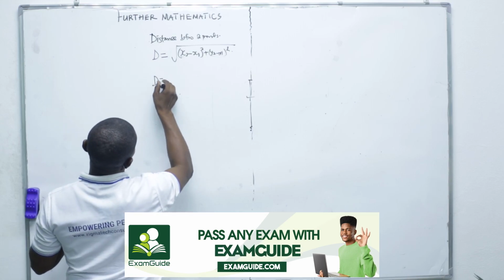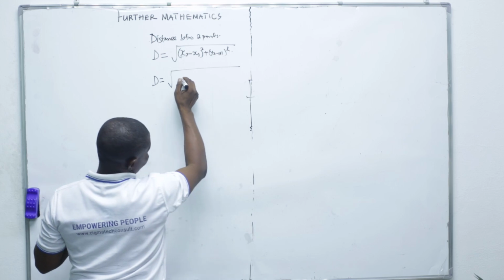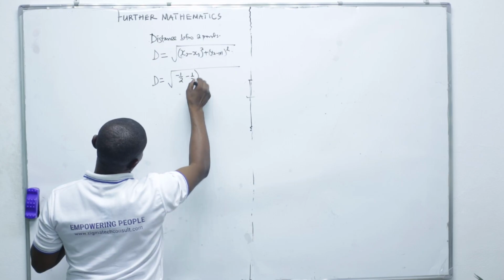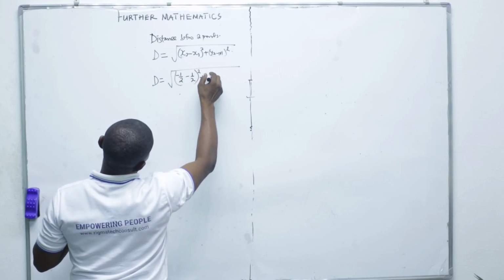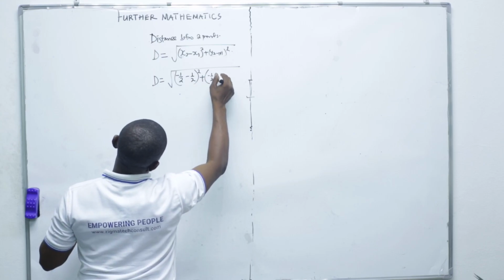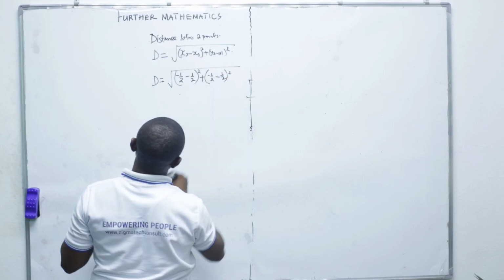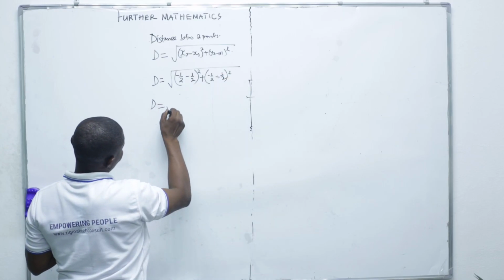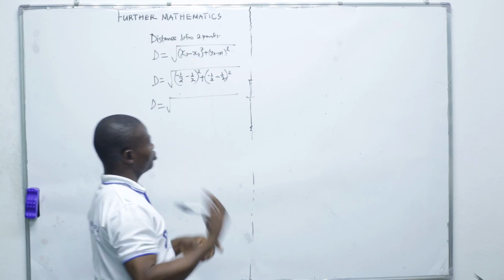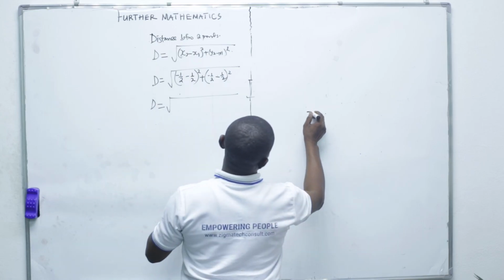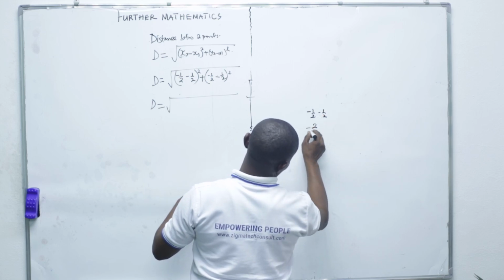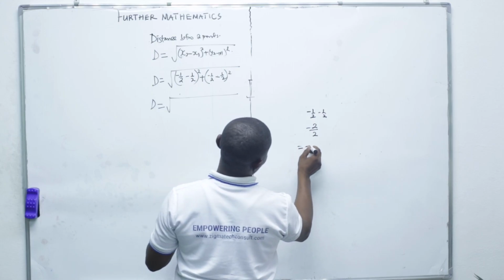I will have that D equals square root of x2, which is -1/2, then minus x1 all squared plus -1/2 minus 1/2. This is what they gave to us. We did not manufacture it. So now, -1/2 minus 1/2 will give us what? -2/2, which is what? -1.